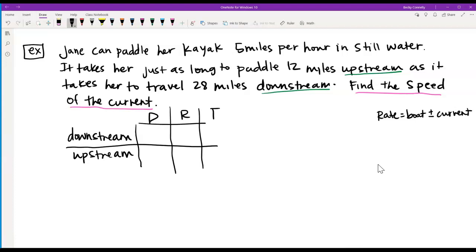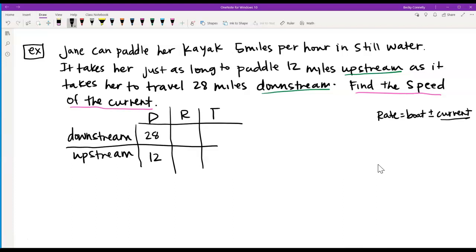Right, and then I'm just going to go ahead and fill in what I know. Well, my distance downstream is 28 miles. My distance upstream is 12 miles. I don't know the speed of the current. That's what I'm trying to find. But I do know that the speed of the boat in still water is 5 miles per hour, right? That's how fast she is able to paddle.